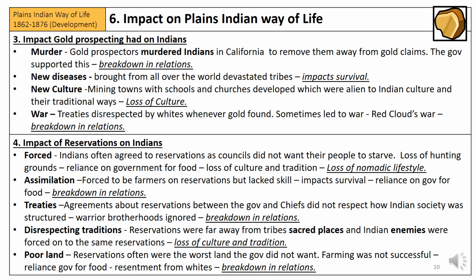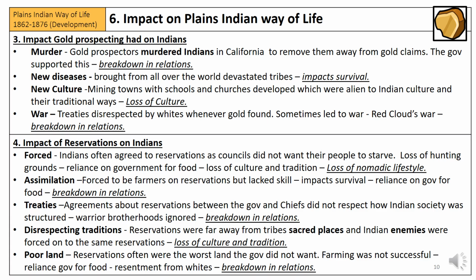Finally, looking at reservations, and this did arise last year, reservations have a huge impact on the Plains Indians' way of life. So, on the first point here, they are forced. Often Indians do not wish to move to this land. They are escorted there by the army, or if they have lost a war, that might be one of the consequences. Sometimes they agree to them because their people are starving and there really is no other choice. They lose their hunting grounds, they lose access to their sacred grounds. This is their loss of culture, loss of tradition, reliance on the government for food, and the loss of their nomadic lifestyles.